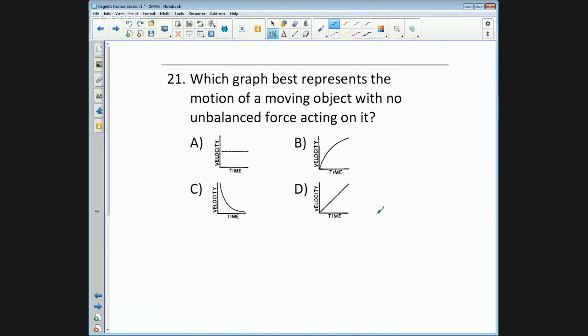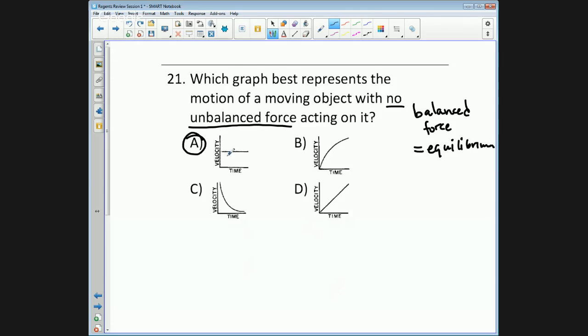21. Which graph best represents the motion of a moving object with no unbalanced force acting on it? So this phrase here, no unbalanced force acting on it, it's a double negative. So which object is moving with a balanced force? This means balanced force. And we just finished saying a few problems ago, a balanced force means it's in equilibrium. So which object shows equilibrium? This one.